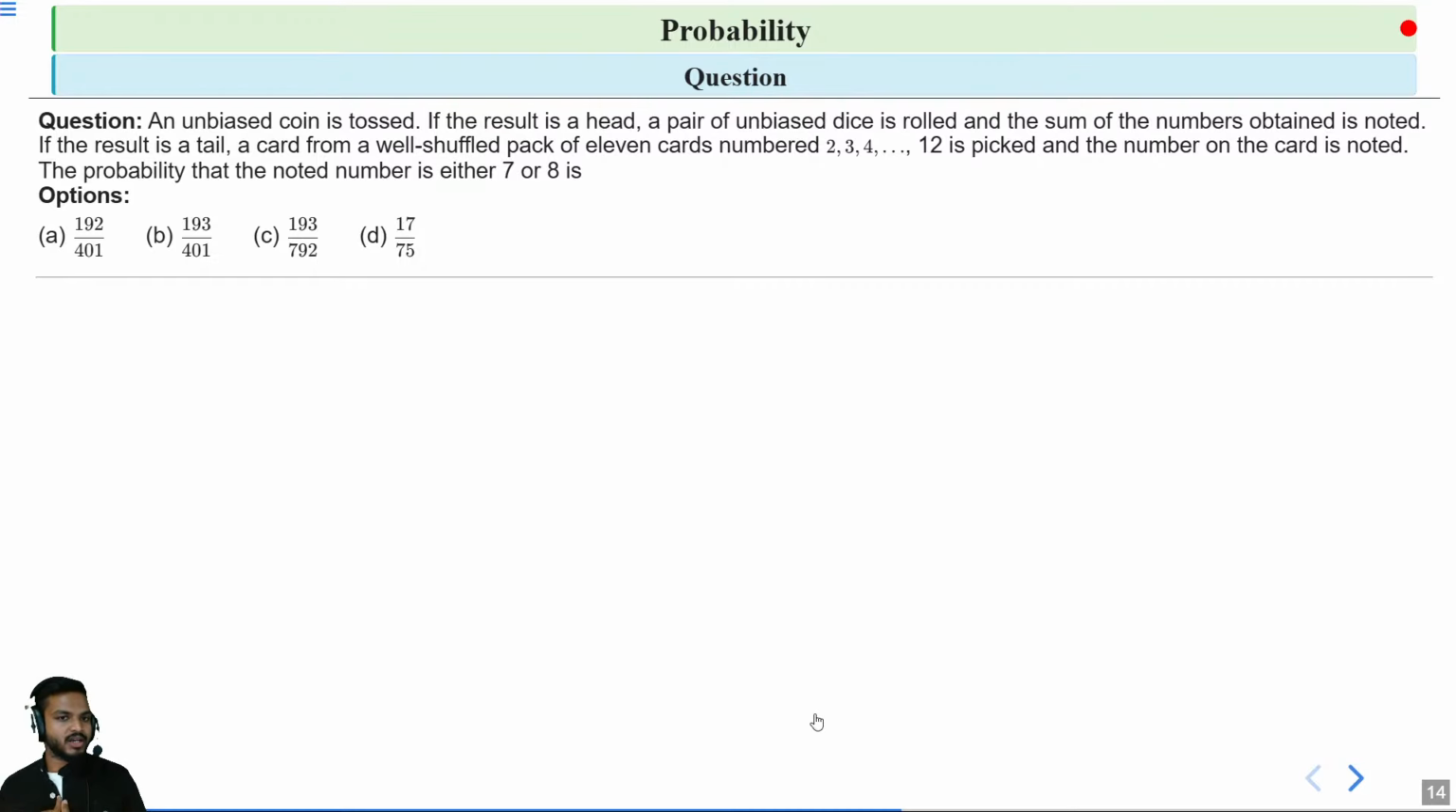To solve questions related to probability, we have to focus on each minute detail. So in this question, there are two cases.